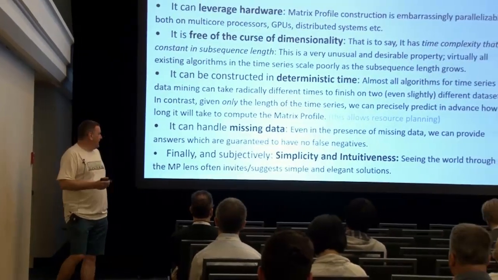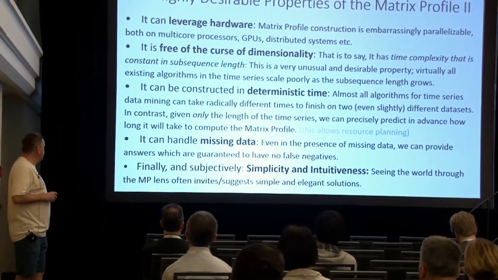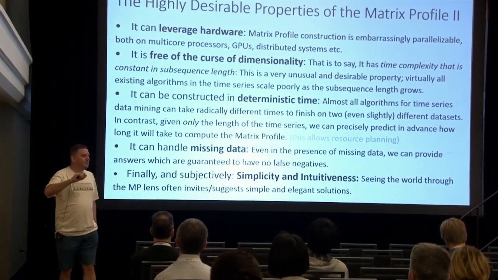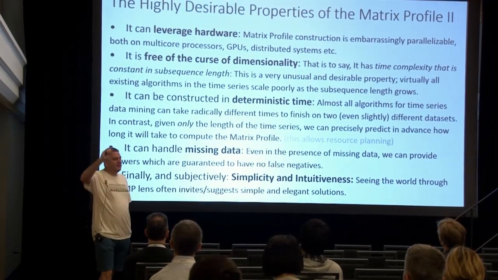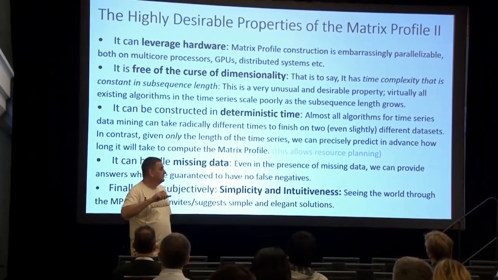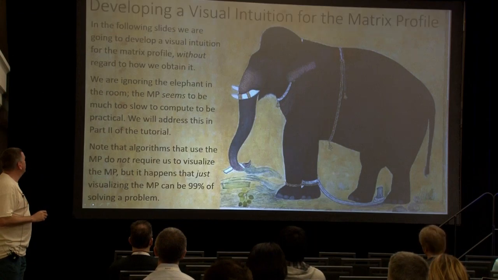We can handle missing data, which is a very common thing to have in time series, and get exact answers. And then finally, this is subjective: the matrix profile really allows very simple, elegant solutions, 3 or 4 lines of code, and you're done. Okay, all sounds good, and it all makes sense as we go throughout this talk.